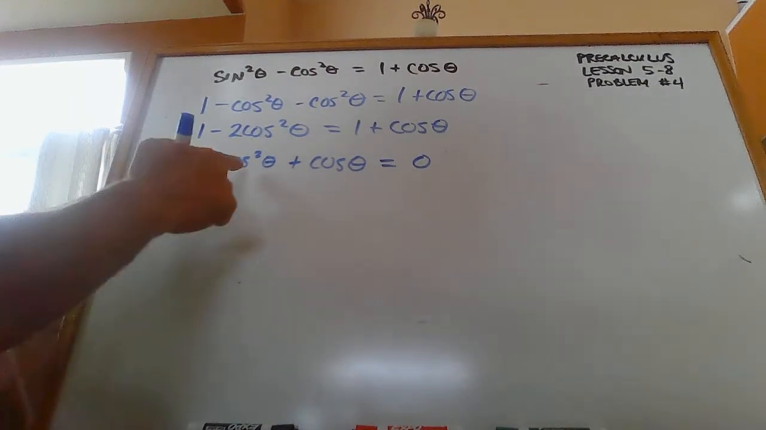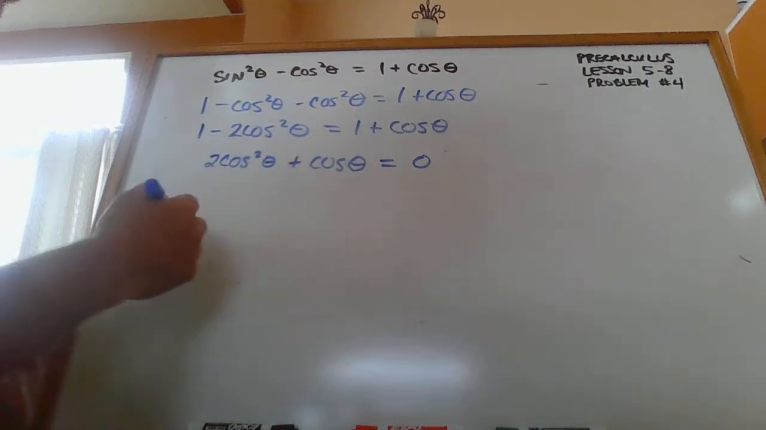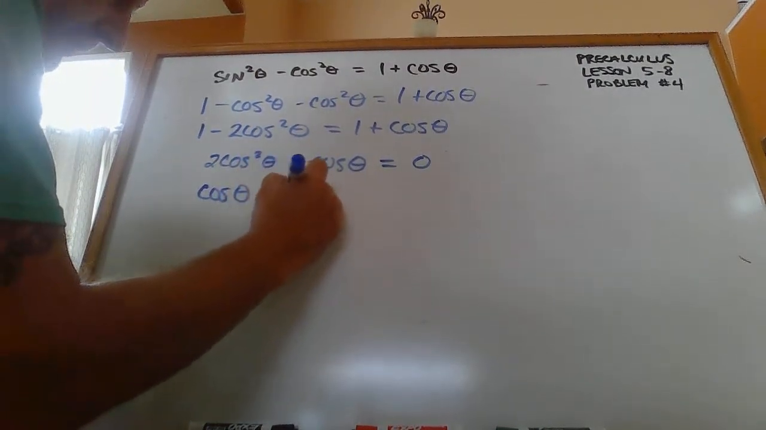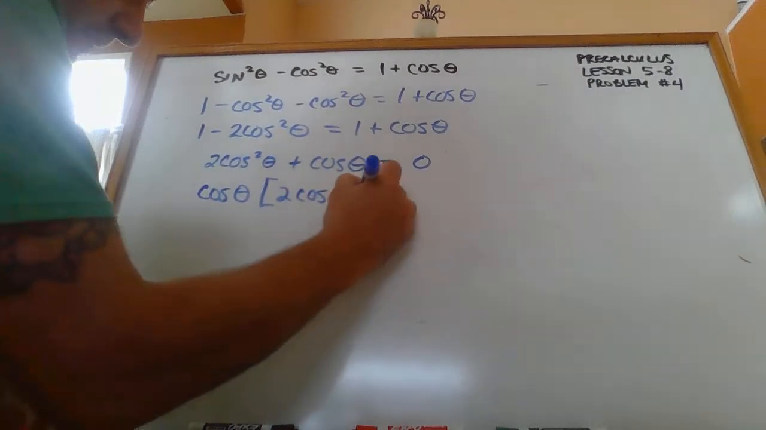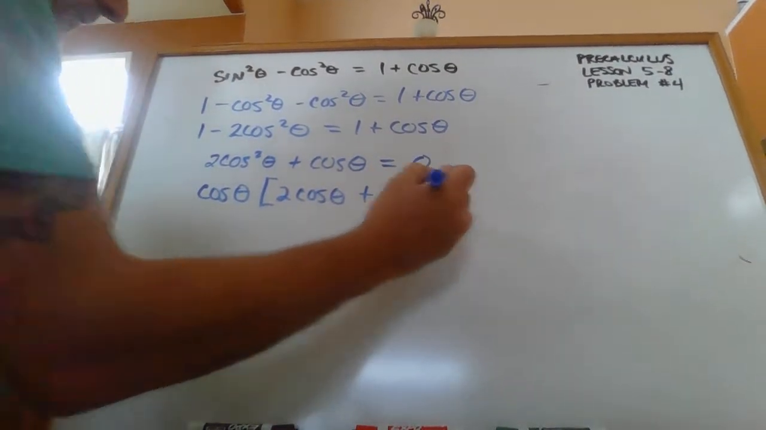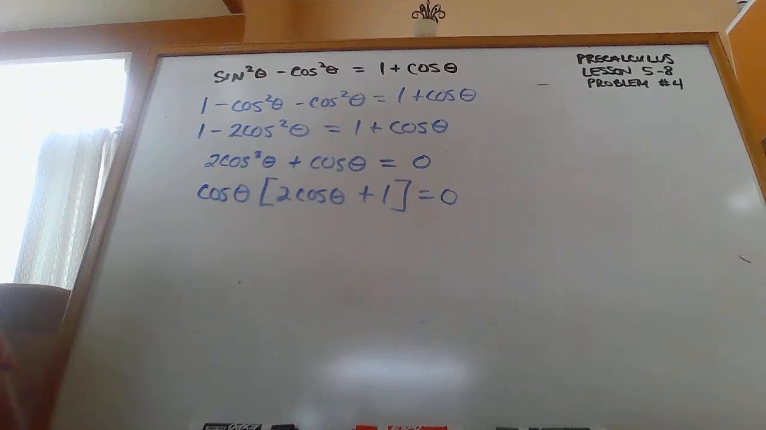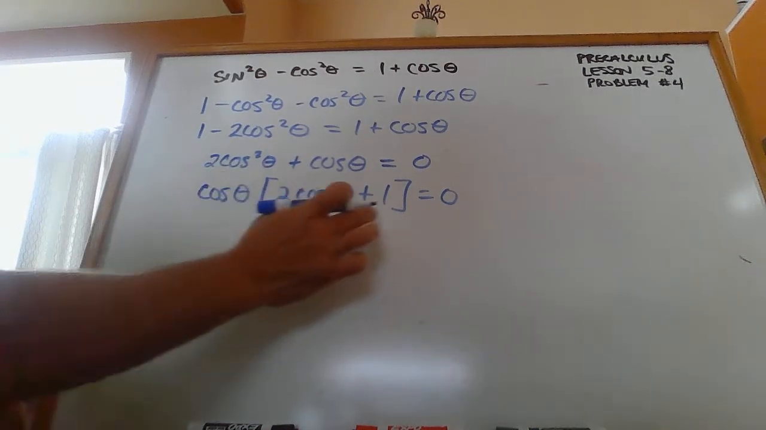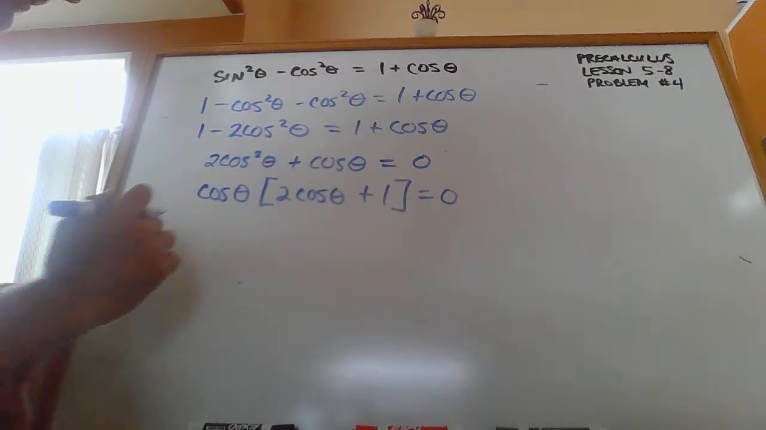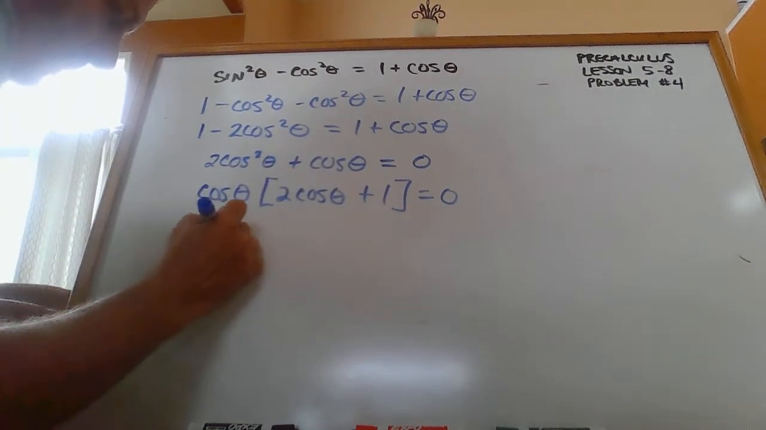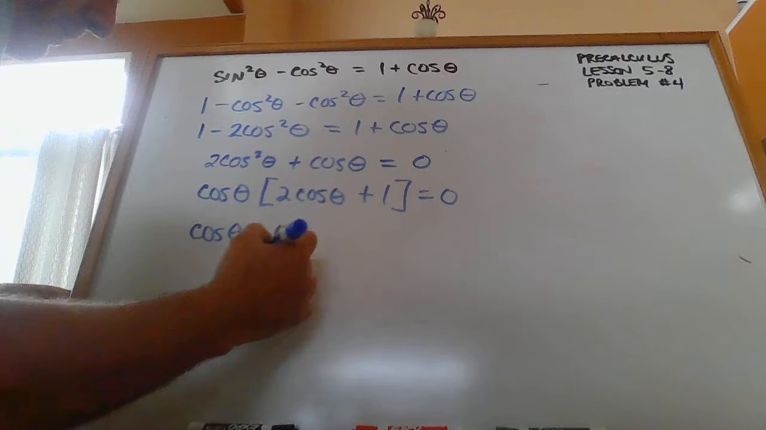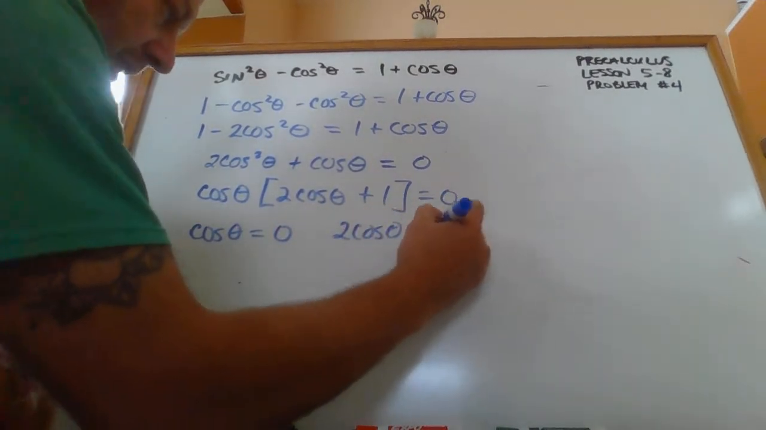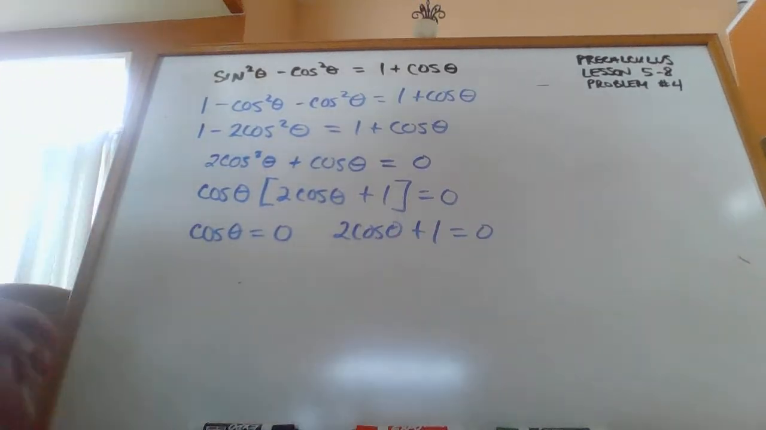Okay, now I've got a cosine squared, I've got a cosine. I'm going to factor out the cosine. That leaves me with 2 cosine theta plus 1. And then I can break this into 2 problems since I have one number times another number equals 0. One of these 2 things has got to be 0, so cosine theta is going to be equal to 0, or 2 cosine theta plus 1 is going to equal 0.